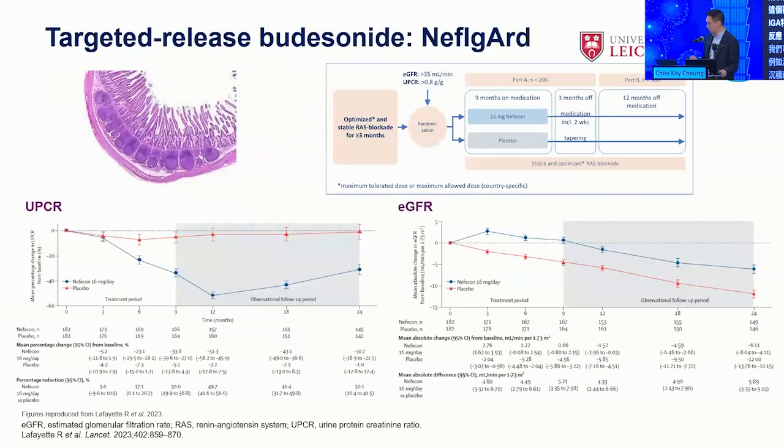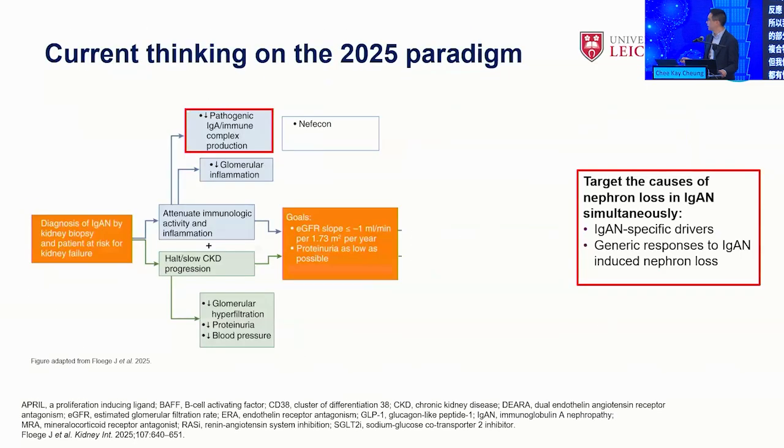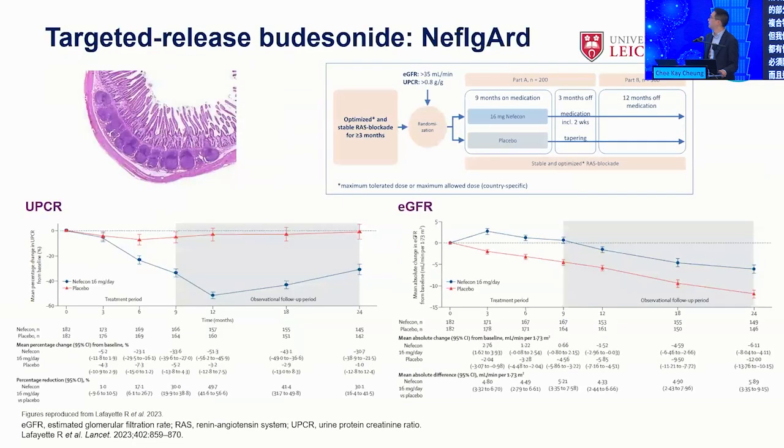So in the top bar here, we have Nefecon that's been approved. This was tested in the NefIgArd study. So just to go through this again, patients spent 9 months on treatment versus placebo with another 15 months off treatment. Here you can see proteinuria falling by 9 months. It falls a bit more when patients are off treatment down to 12 months. And then there's a gradual return back to baseline.